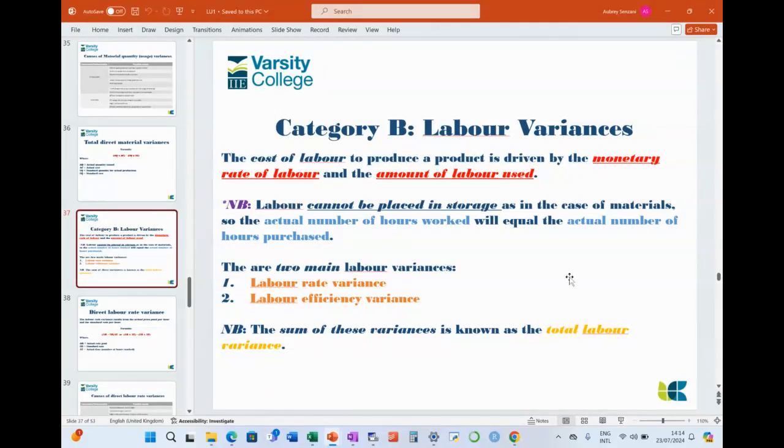Then labor efficiency variance. Now here we're saying, okay, we anticipated that we would spend so many hours in order to produce 1 unit of this machinery. Okay, that's a budget, that's a plan, that's an anticipated level of efficiency. However, in reality, how much time did we spend to actually produce 1 unit?